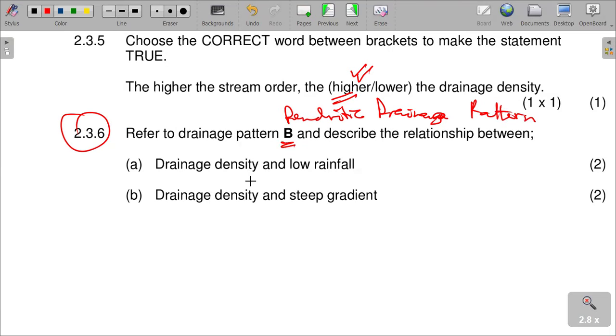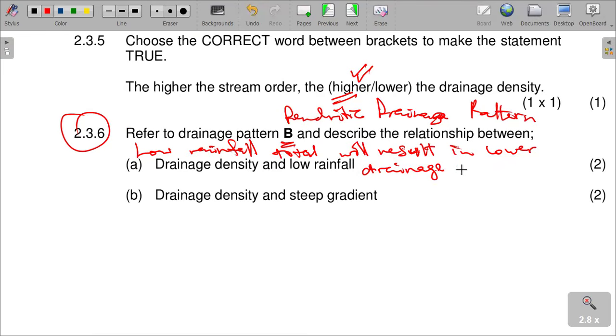So in that regard, we can say that low rainfall total will result in lower drainage density. Low rainfall total will result in lower drainage density. It will result in lower drainage density.